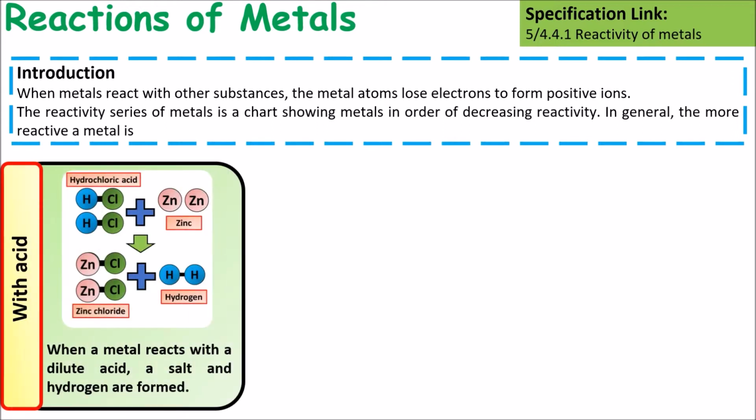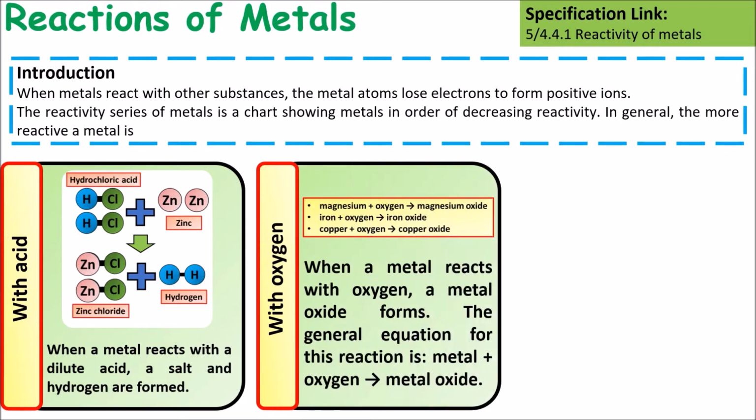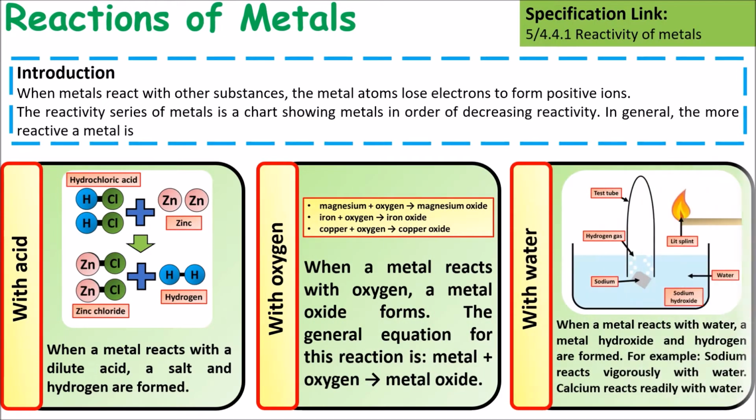So what we're going to look at is when we react metals with acid. When metals react with oxygen, they form oxides. And we're going to have a look at when group 1 metals react with water to form hydroxides.